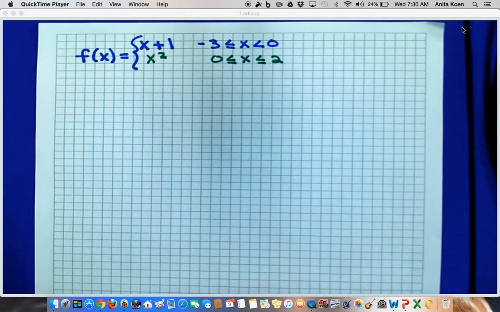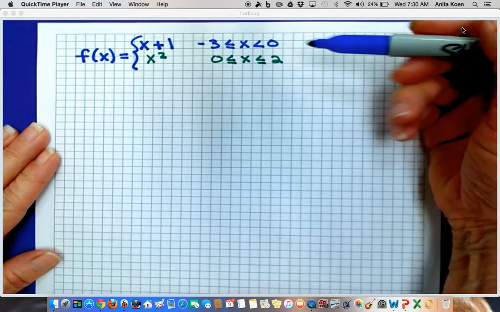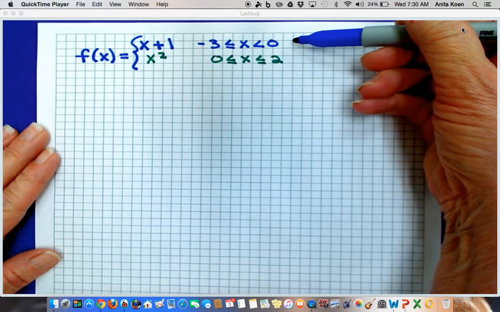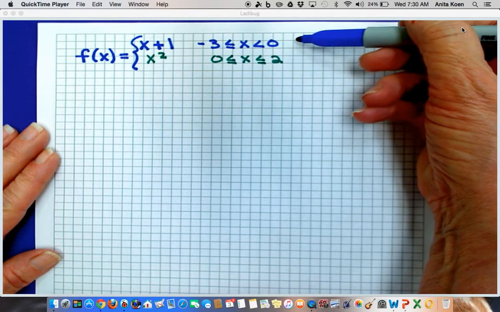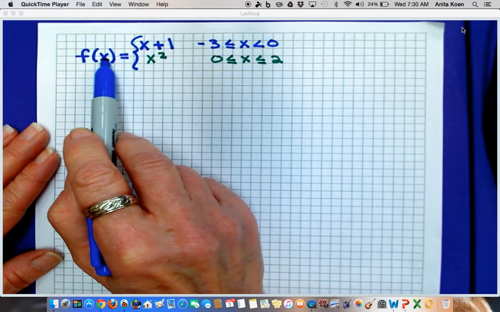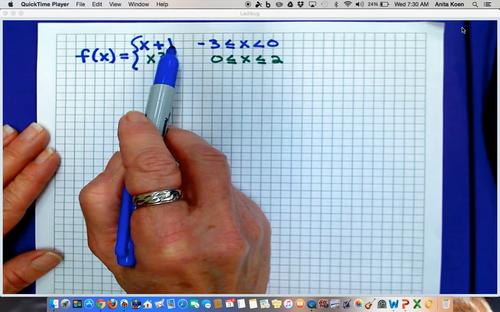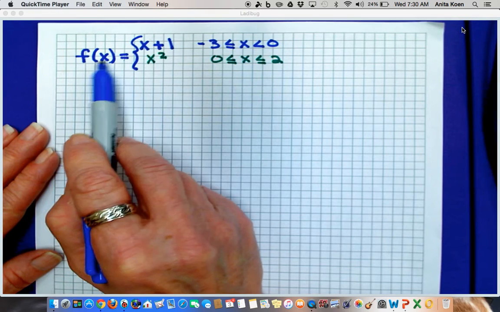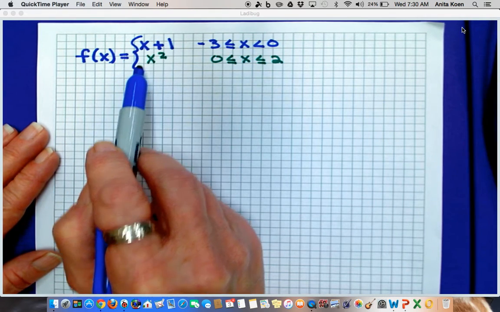Hi guys, in this video we're going to be looking at piecewise functions. A piecewise function is exactly what it sounds like. It's a function that is presented to you in two or more pieces. Instead of just one equation, you've got f of x equals x plus 1 as well as f of x equals x squared.